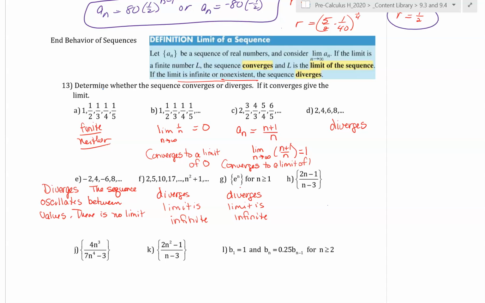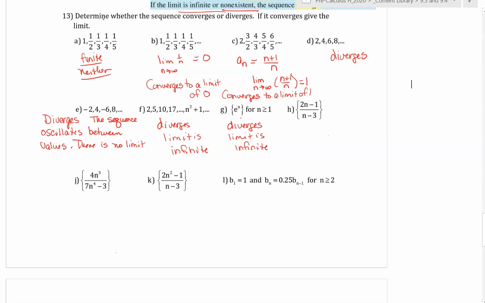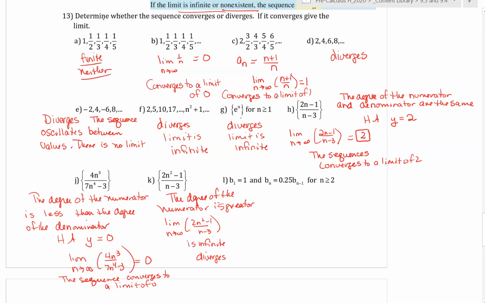The limit is infinite. So what we need to talk about for H, J, and K, we have to remember what we've learned about rational functions and horizontal asymptotes. So go ahead and pause the video and think about H, J, and K. Okay, so thinking about what we remember from rational functions and horizontal asymptotes, for H, the degree of the numerator and denominator are the same. So the horizontal asymptote would be at 2. So we know as n approaches infinity, for a sub n, for H, the sequence converges to a limit of 2.